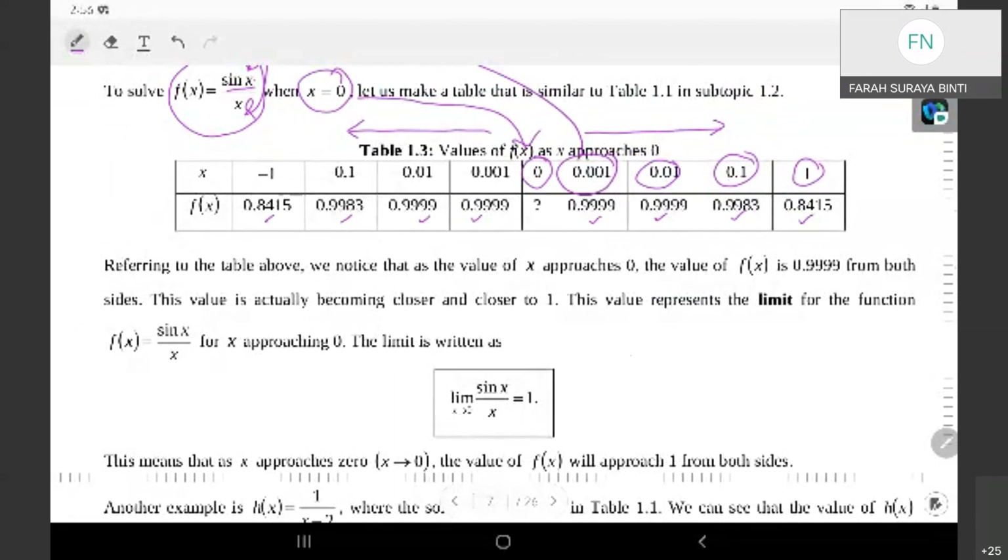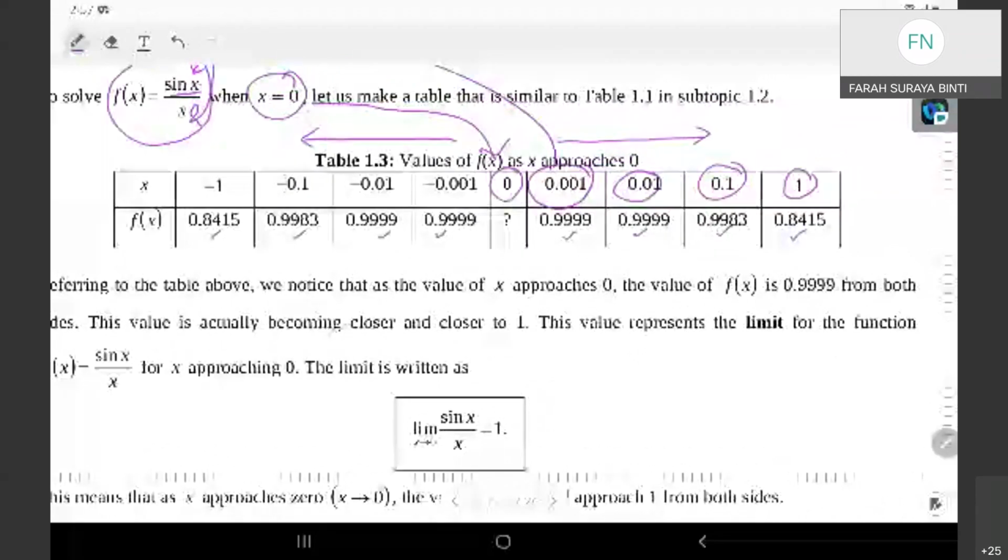Kejap, kenapa tak boleh lukis? Kejap saya tulis, dia tak keluar pula.